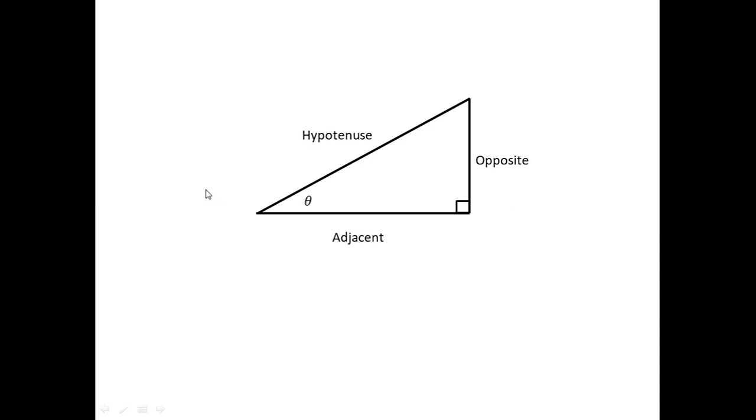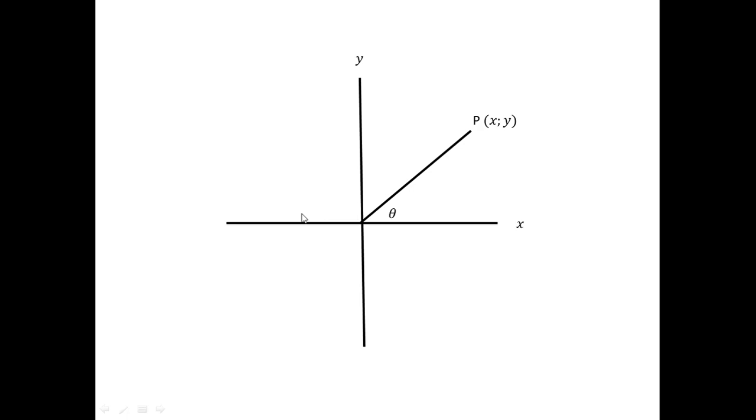So our three basic trig ratios are as follows. Sine is the ratio of the opposite and the hypotenuse. Cos is adjacent over hypotenuse, and tan is opposite over adjacent. Now we can take this exact same concept and transpose it onto a Cartesian plane like this.